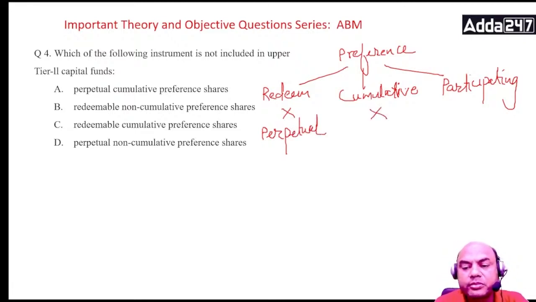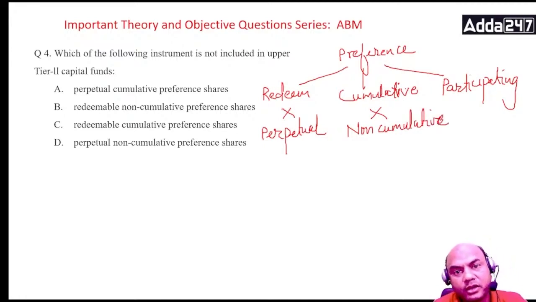Cumulative. What is the opposite of this? It is non-cumulative. What do you mean by non-cumulative? It means if I don't give you a dividend one year, next year I am not liable to give you the dividend of last year. I may give, I may not give. So after all, there is no liability over here. Participating is of no use over here, so forget this. Only two will we focus on.